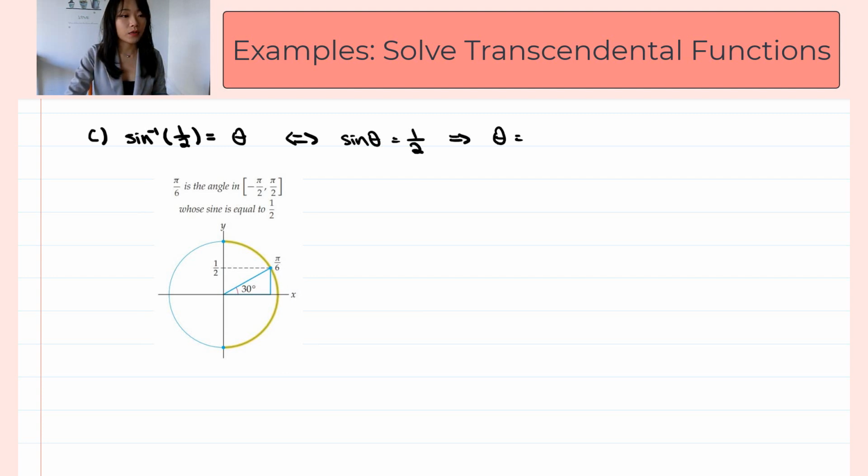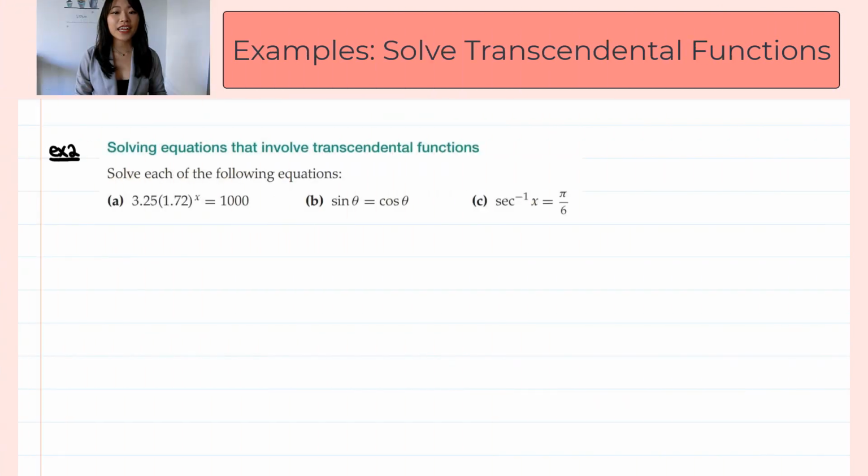Theta equals pi over 6. Let's look at the second example. Now we want to solve equations that involve transcendental functions.